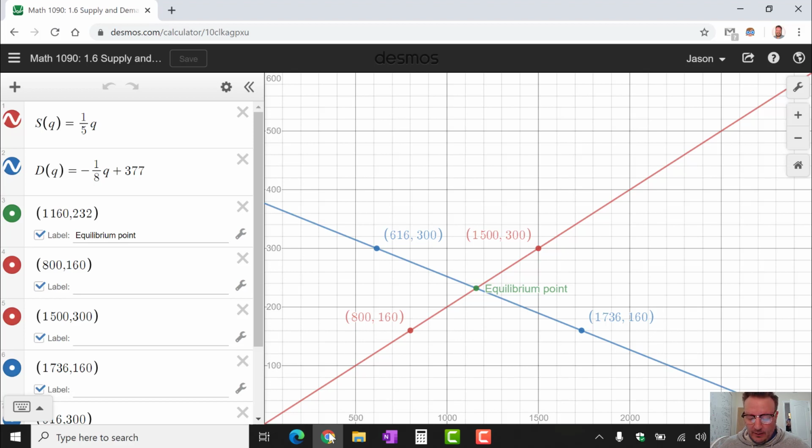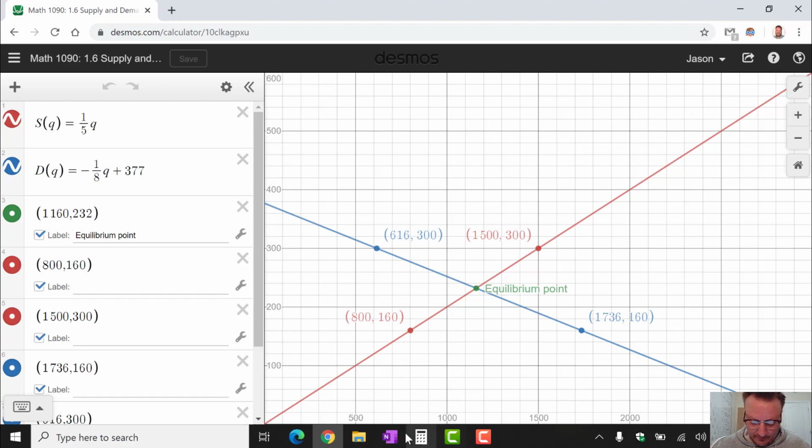So, okay, what does this mean? It means that at a price of $232, the market will supply and demand 1,160 items.